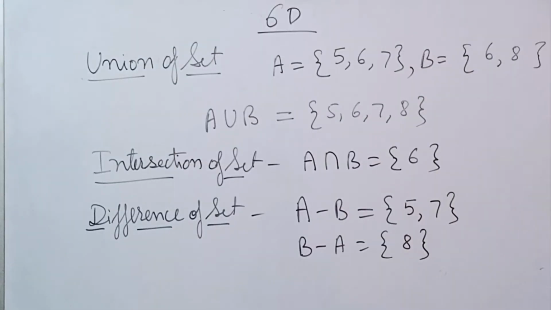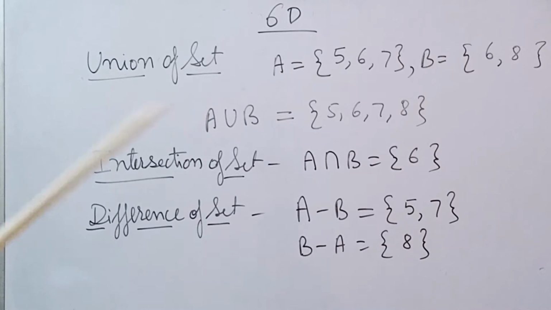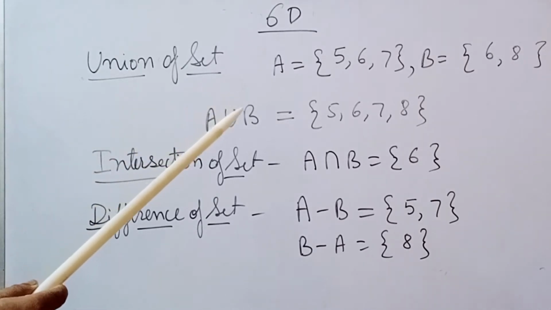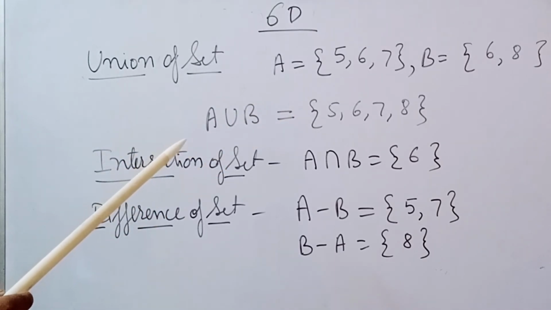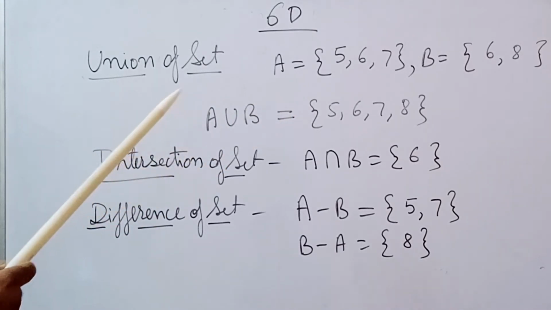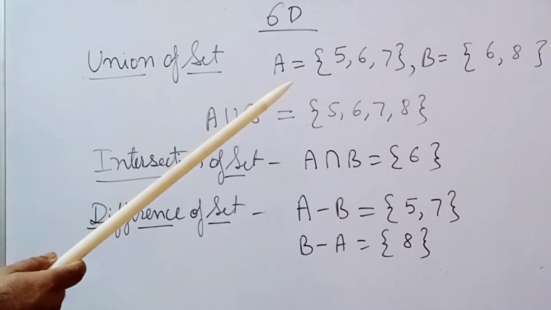Children, we will study now union of set. Suppose we have two sets, A and B. A is having the elements 5, 6, 7. B is having the elements 6, 8. Then A union B is equal to all the elements of A and all the elements of B.